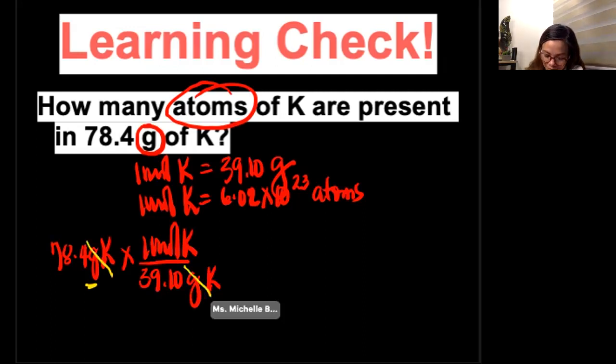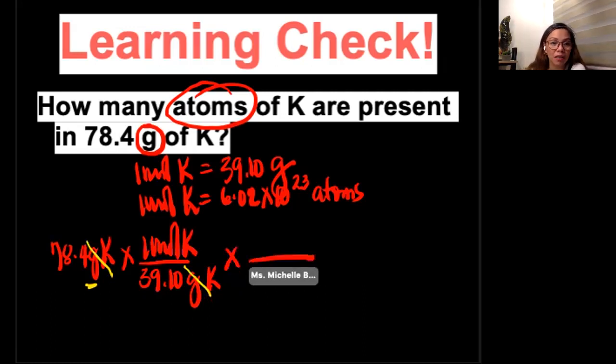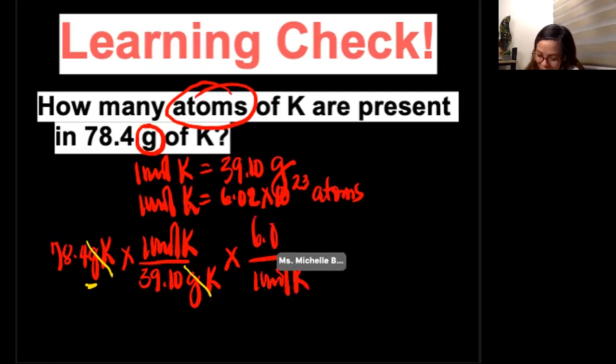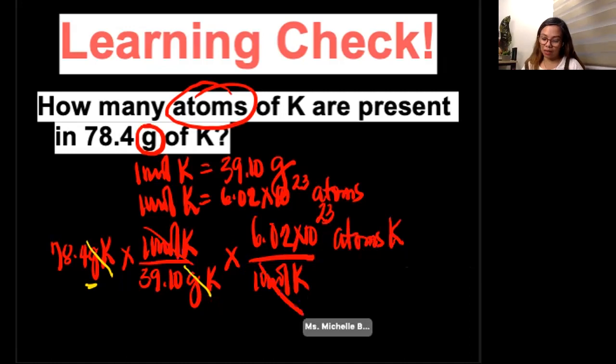Is that clear? Next, moving on, it's not yet finished, because take a look at the unit. What is left is in moles. But the question is, it should be in atoms. Okay? So we can add an additional conversion. So times 1 mole of potassium, 6.02 times 10 to the 23rd atoms of potassium. We cancel out the mole.